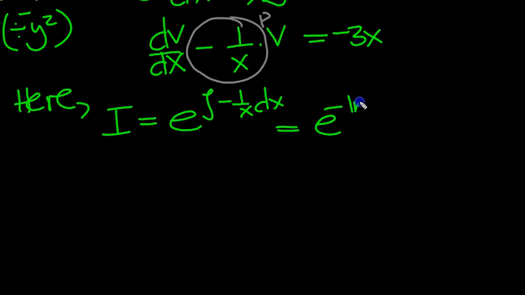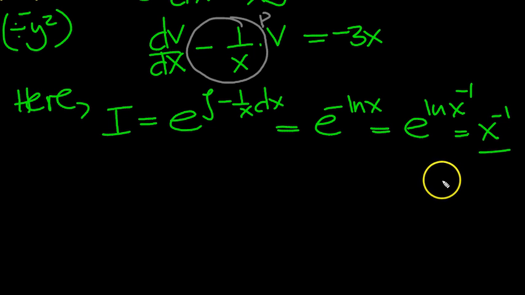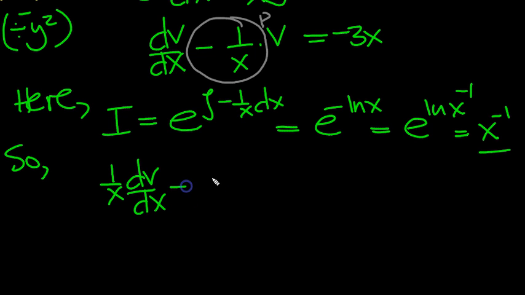So it's e to the minus ln x, which equals e to the ln of x to the minus 1. And these cancel each other out, because one is the inverse of the other, so to speak. So we end up with x to the minus 1. This is what we multiply them by. So what do we get then? Multiplied by x to the minus 1, we get 1 over x dv/dx minus 1 over x squared times v equals minus 3, isn't it? When you times by x, that x will cancel the 1 over x that you've multiplied it by.